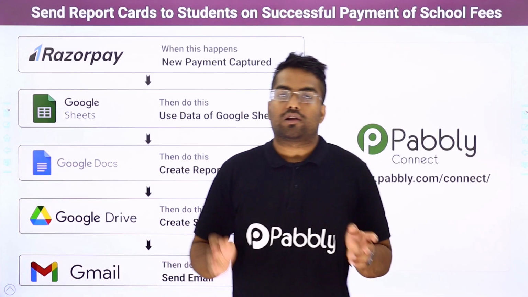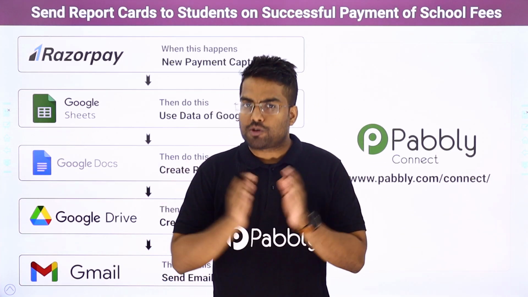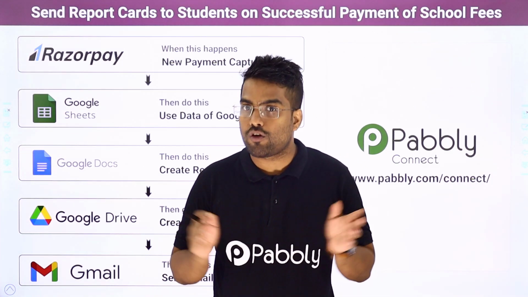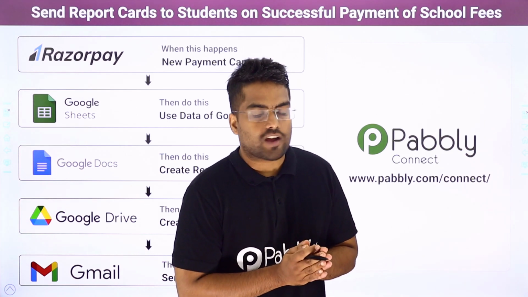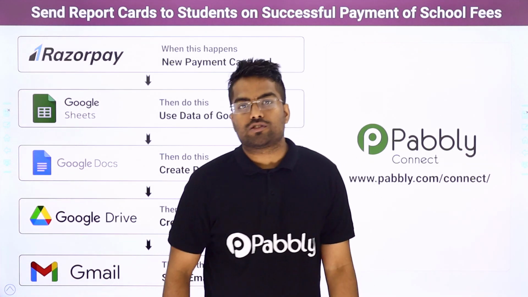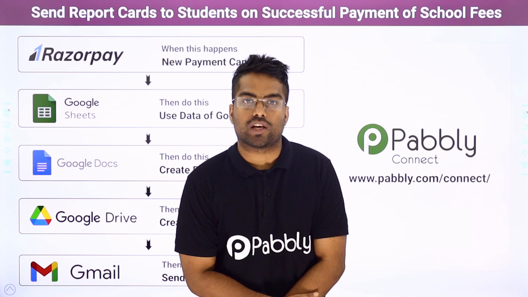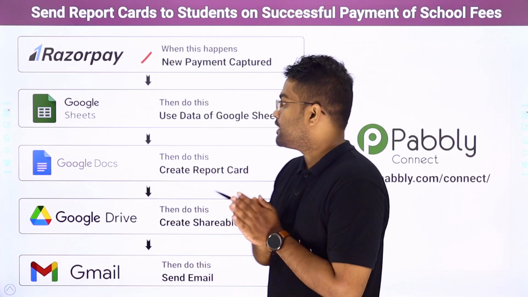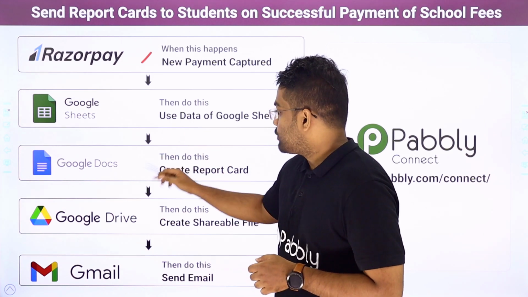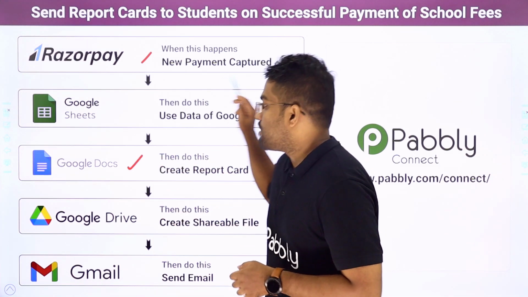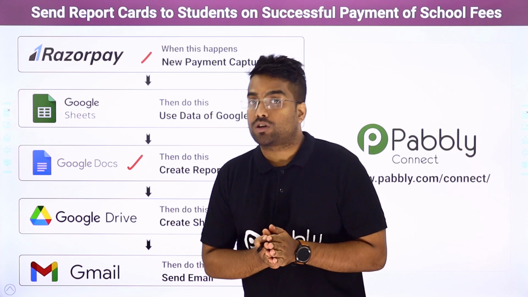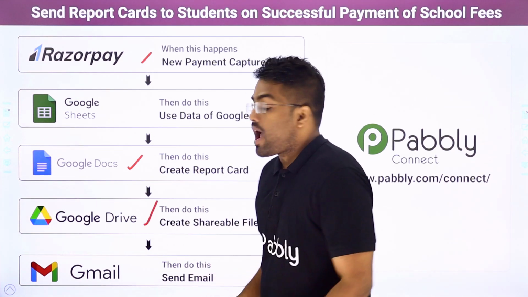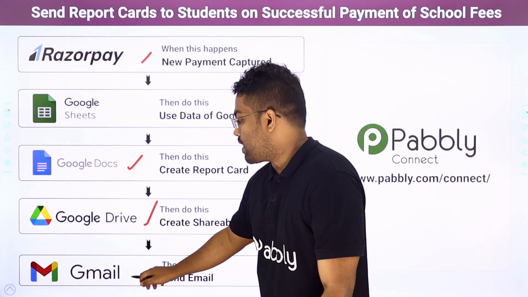via Gmail. Now the problem here is, this process can work for 1 or 2 students. But doing this again and again for 50 of your students is very repetitive and tiresome. So I would suggest that you bring in some automation, so that whenever there is a new payment made in Razorpay, it will automatically use the data present in Google Sheets to create a report card using a template present in Google Docs. After the report card is created, it will automatically save this report card in Google Drive and mail this report card to the person via Gmail.